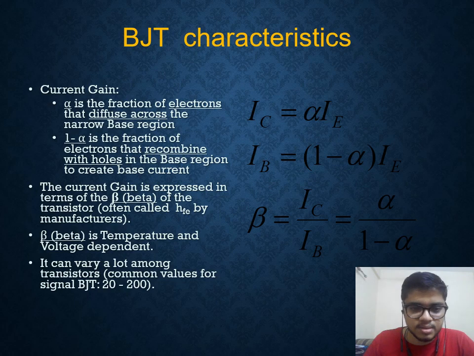BJT characteristics are similar to current gain. Alpha is the fraction of electrons that diffuse across the narrow base region, and one minus alpha is the fraction of electrons that recombine with holes in the base region to create the base current. Beta is temperature and voltage dependent.